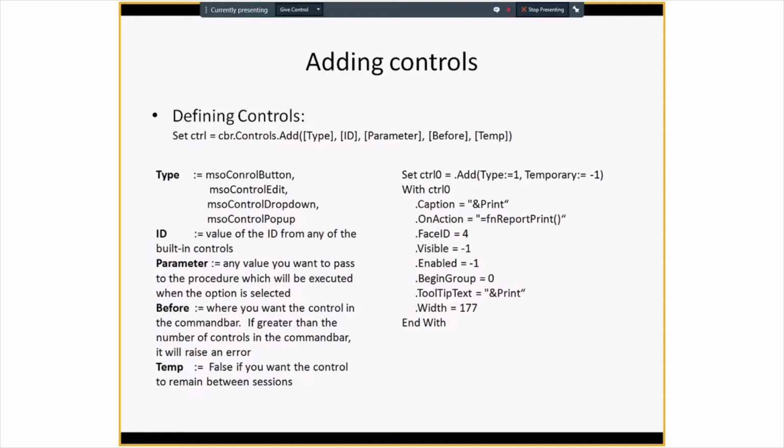But begin group, visible, and enabled are obvious. They indicate whether the control is visible or enabled at startup. Begin group just indicates whether or not it'll draw a line above that particular control. The tooltip text is self-explanatory. Width I don't use very often. I really have not gotten a good grasp on why I need the width, except in the case of drop-down and text box type controls.